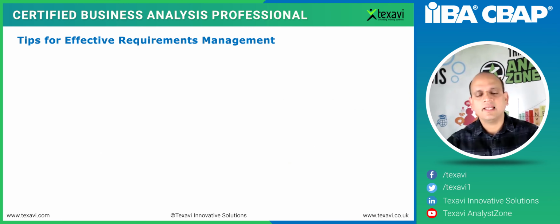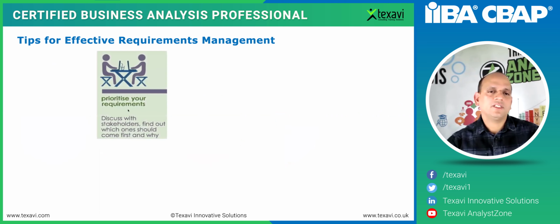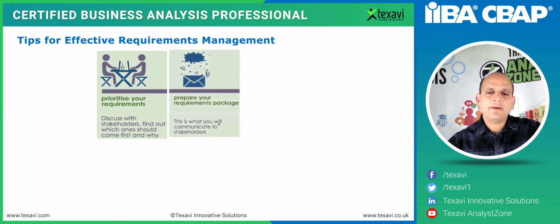The next 2-3 slides are more about just a few tips for you to effectively manage the requirements. So again, kind of a summary of what we were discussing. Prioritize requirements, very important. Discuss with stakeholders. Find out which ones should come first and why, trying to understand the rationale. Prepare the requirements package, communicate what you'll communicate to stakeholders.